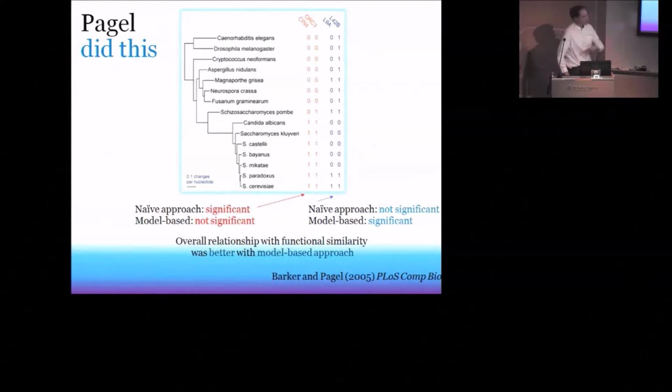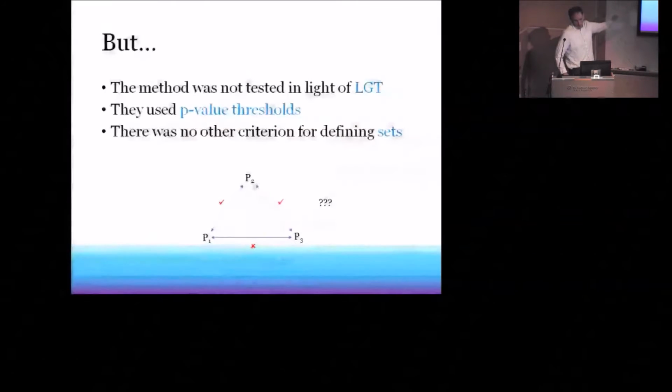And so when they evaluated these, they evaluated a ton of them. I'm not going to show you the figures because they take half an hour to explain. Long story short, the functional similarity was better approximated with the model-based approach than with the naive approach. So that's pretty good. However, and this is where we come in, the organisms they looked at did not really have much lateral gene transfer going on.